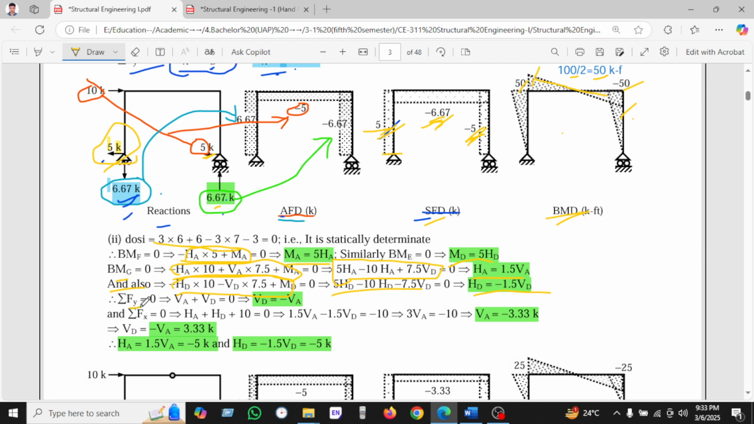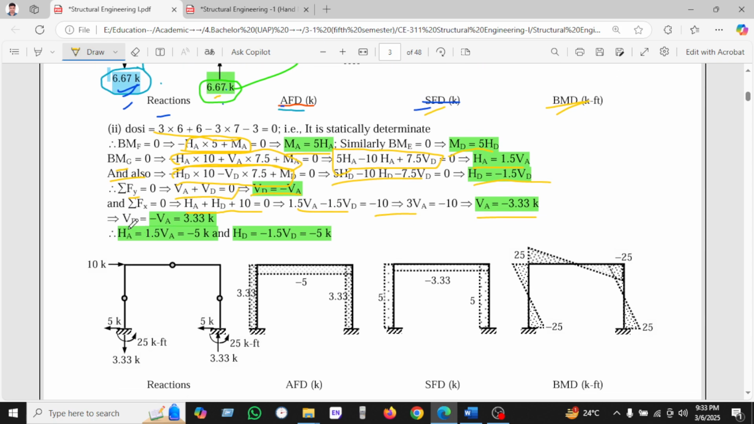Now we will calculate the summation of Fy, and we have found BA plus BD equals 0, and found BD equal to BA. Summation of Fx, we found HA equal to this way, and 1.5 equal to this way, and finally we have found BA. So BD equals B equals 3, HA equals 1.5 equals H, and HD equals 1.5. So now we are putting all these values in here.